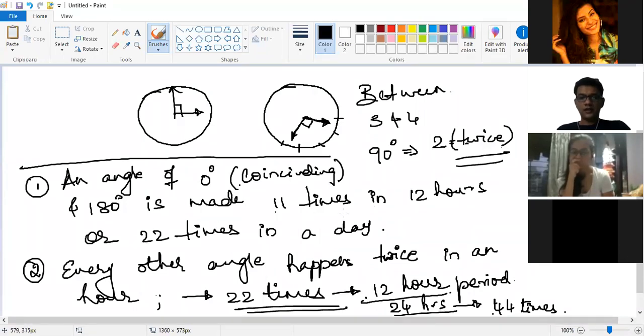Do you realize that it's exactly double of what you did in the first point? It's exactly double of what you did in the first point. So you can remember only one point and you will automatically derive the other one.